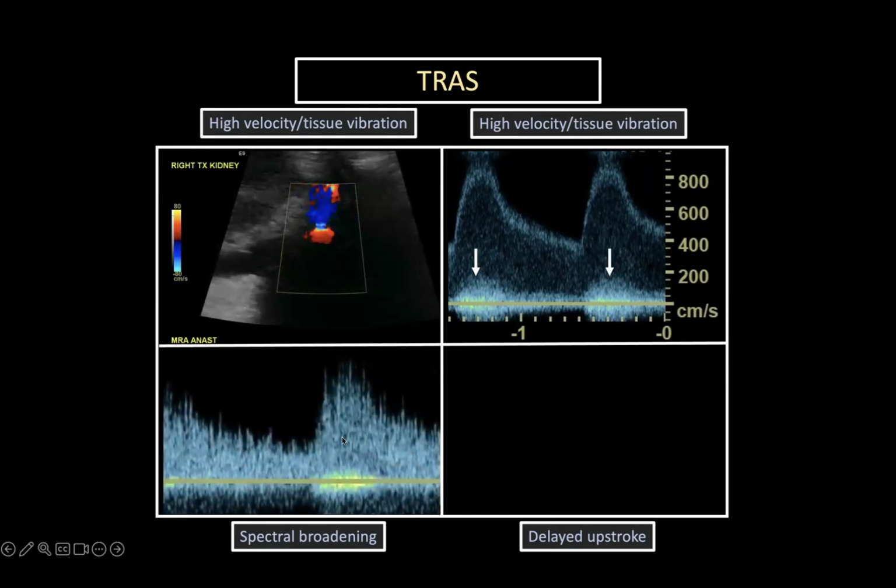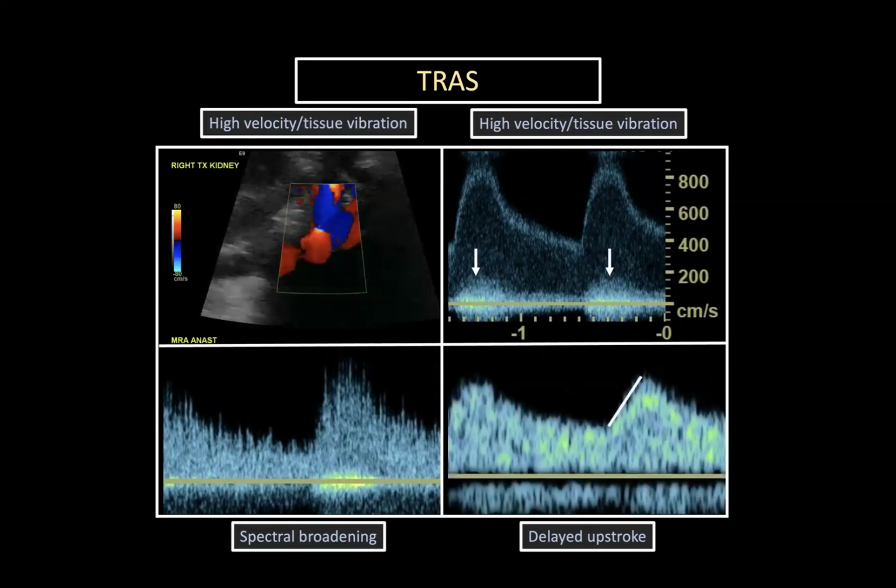And then more distally, what we end up seeing is spectral broadening because things become choppy downstream from the stenosis. So you can see this is all filled in. This would be spectral broadening. And then when you get more distal, you can actually see a delayed upstroke, which is usually diagnosed as more than 0.1 seconds to reach systolic peak.